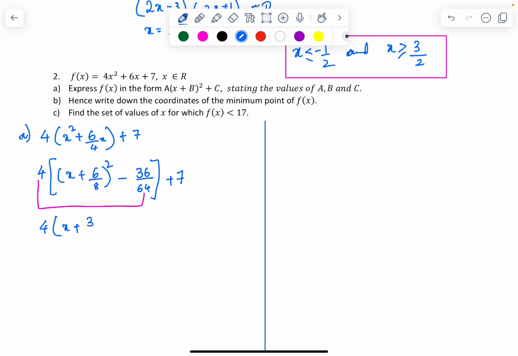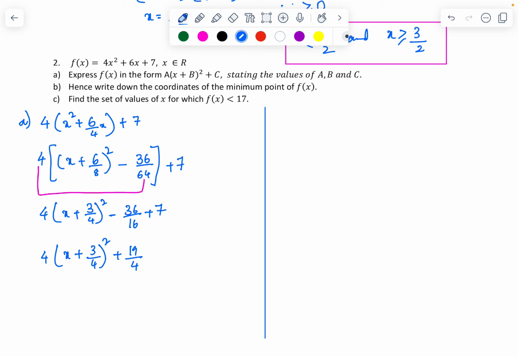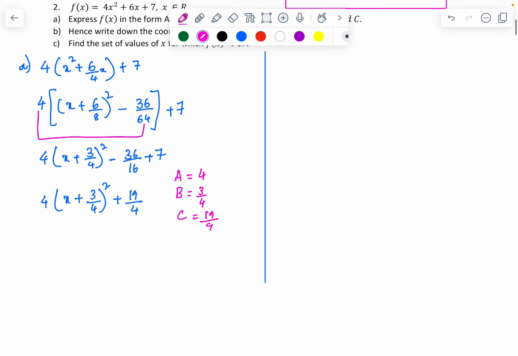6 over 8, I can write it as 3 over 4, whole square, minus 4 times 36 over 64, which is 36 over 16, plus 7. Let me simplify further. This gives me plus 19 over 4. So this is the final answer. If you have some extra time, write it down: A equal to 4, B equal to 3 over 4 and C equal to 19 over 4. So this is my final answer.